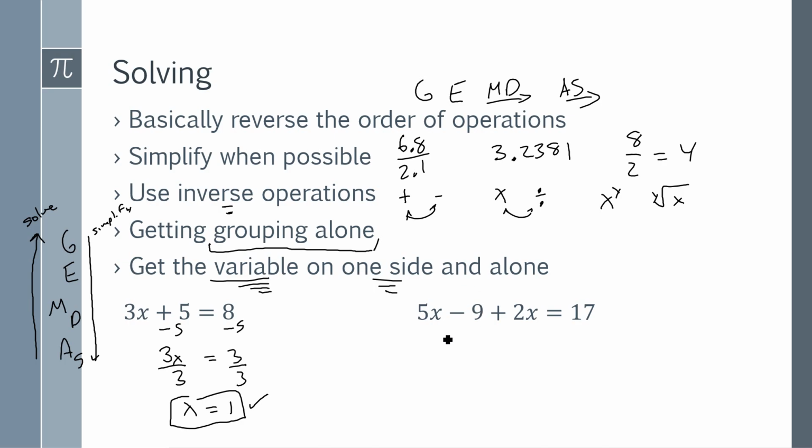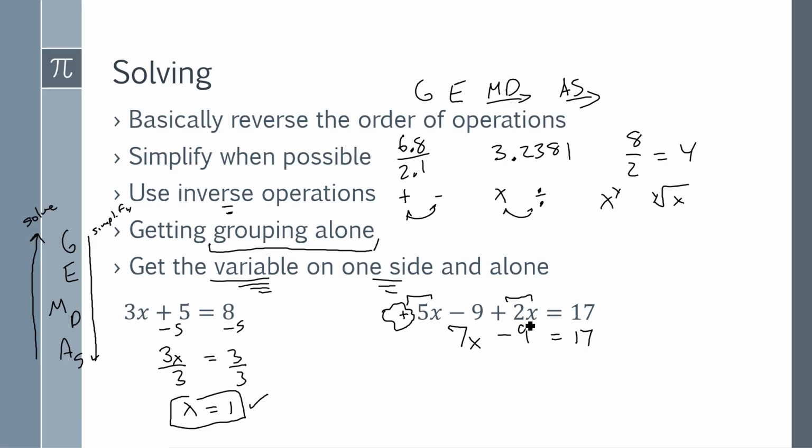Just saying. Alright, over here, I have a bunch of things going on. If we can simplify stuff, we should. And I see a 5x and a 2x, and those are like terms. So I can add them, and if it's not written, like right here, I don't see anything in front of that 5, so I assume it means plus 5. So plus 5 plus 2x is 7x, and I didn't do anything with this minus 9, so I copy down the equals, and copy down the 17.